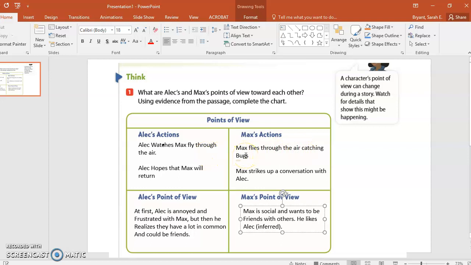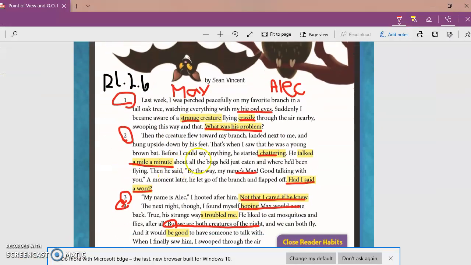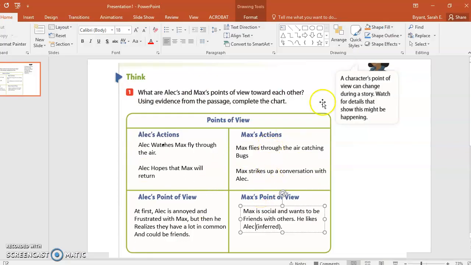Whereas Max, our bat, I said that Max flies through the air catching bugs. We didn't really know a lot about Max. And then Max strikes up a conversation with Alec. And that happened, I believe, in our second paragraph. Since the narrator is the owl and not the bat, we have to infer what Max's point of view is. And infer is just a really good guess of what Max is thinking, since we don't really know his thoughts in the story. So we would say Max is social and just wants to be friends with other people. He really likes Alec. That's why he came up to him.